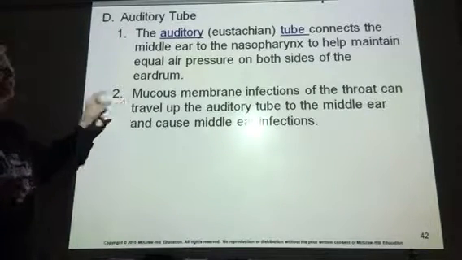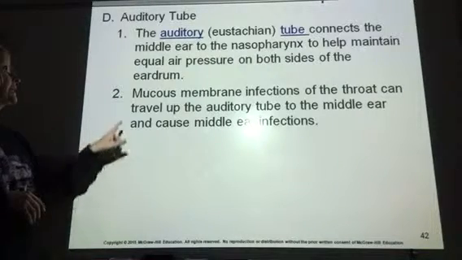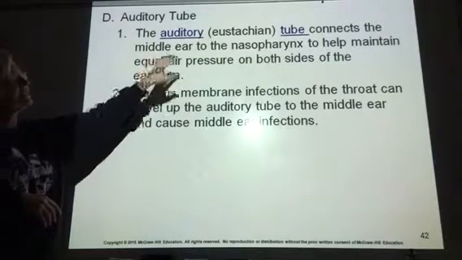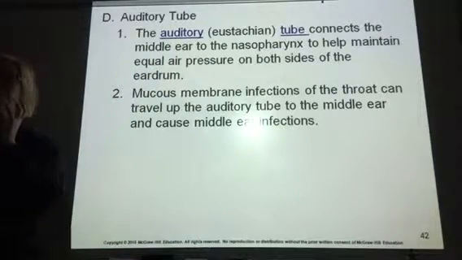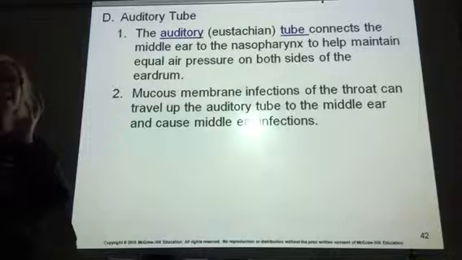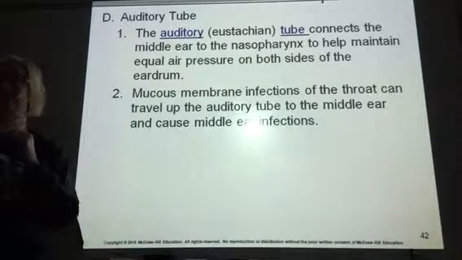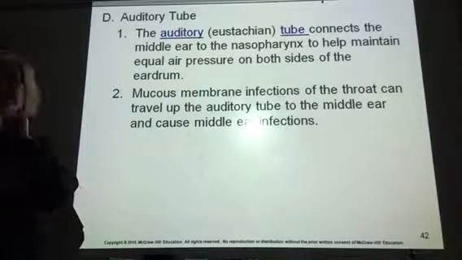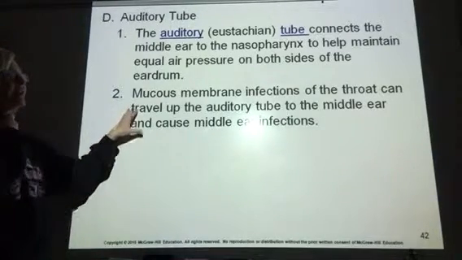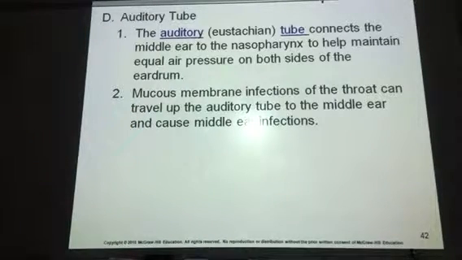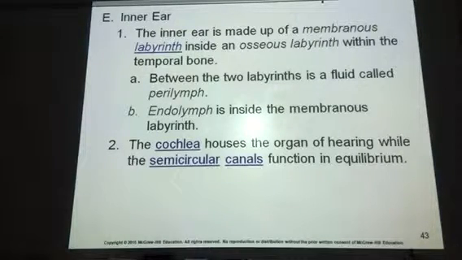Mucous membrane infections of your throat can travel up to your ear and cause middle ear infections. So this nasopharynx, here again, when you look at your face or your head, all of these tubes, your nose is connected to your eyes, is connected to your mouth, and is actually connected to your ears. So if you have a very bad strep throat, that infection can actually crawl up into your ear and cause ear infections if they're not taken care of.